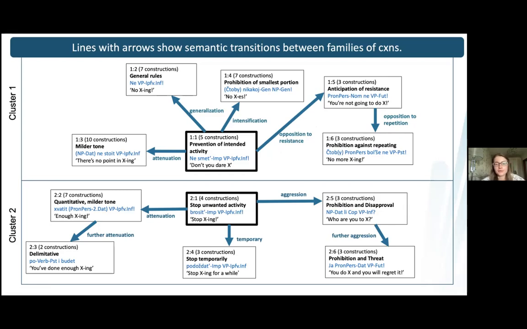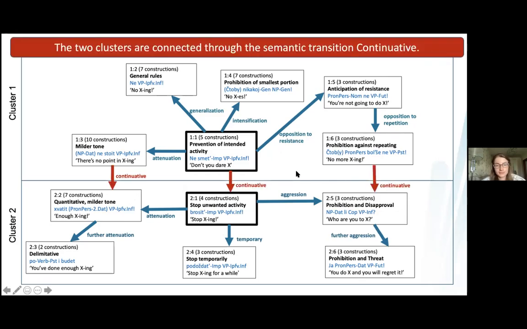In cluster 2, we again see that families to the left represent generalization and attenuation, and this is opposed to more combative, aggressive prohibitions on the right. Cluster 1 is connected to cluster 2 through 3 pairs of families. In each pair, the semantic transition is from the standard prohibition in cluster 1 to continuative prohibition in cluster 2.